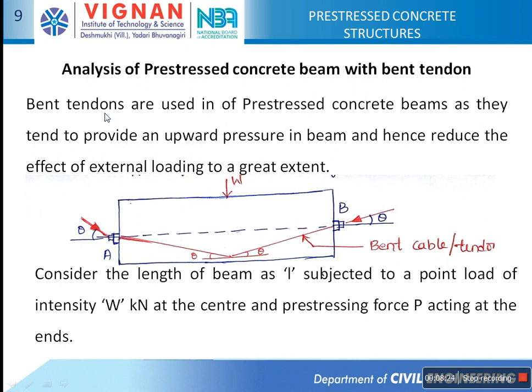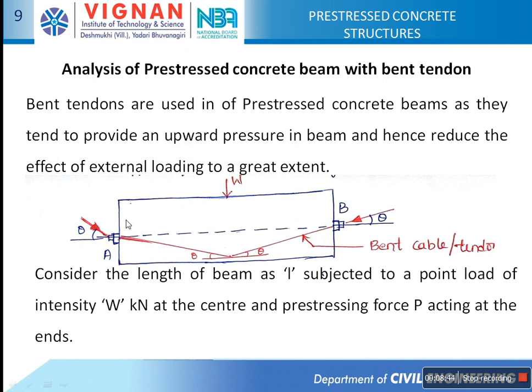So the next concept is analysis of pre-stressed concrete beam with a bent tendon. So why should we go for bent up tendons? Bent tendons are used in pre-stressed concrete beams, as they tend to provide an upward pressure in the beam and they reduce the effect of external loading to a great extent.